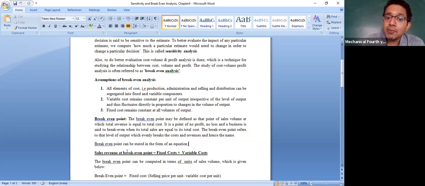So break-even point can be stated in the form of equation. Sales revenue at break-even point is equal to fixed cost plus variable cost. Please don't forget this formula.